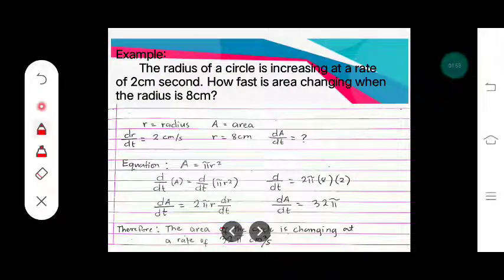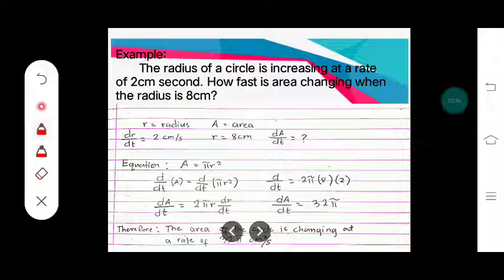So next is an example. The radius of a circle is increasing at a rate of 2 cm per second. How fast is the area changing when the radius is 8 cm? As we have here, the known is that the radius is increasing at a rate of 2 cm per second. What we want to know is how fast the area is changing when the radius is 8 cm, because as the radius of the circle increases, our area must change as well.